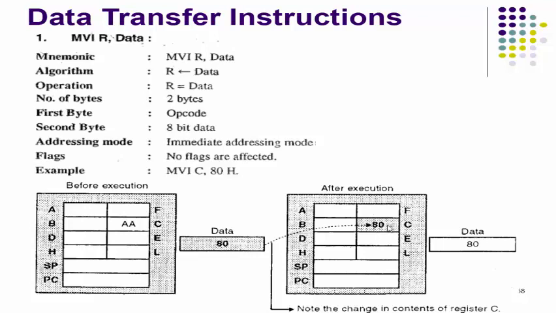Okay, so after the execution, in C register we will get 80 hex. One note is given: note the change in the contents of C register only. No other registers are modified. Likewise, other instructions are also available: MVI A, MVI B, MVI C, MVI H, MVI L. Likewise, the immediate data copying instructions are available in the instruction set.